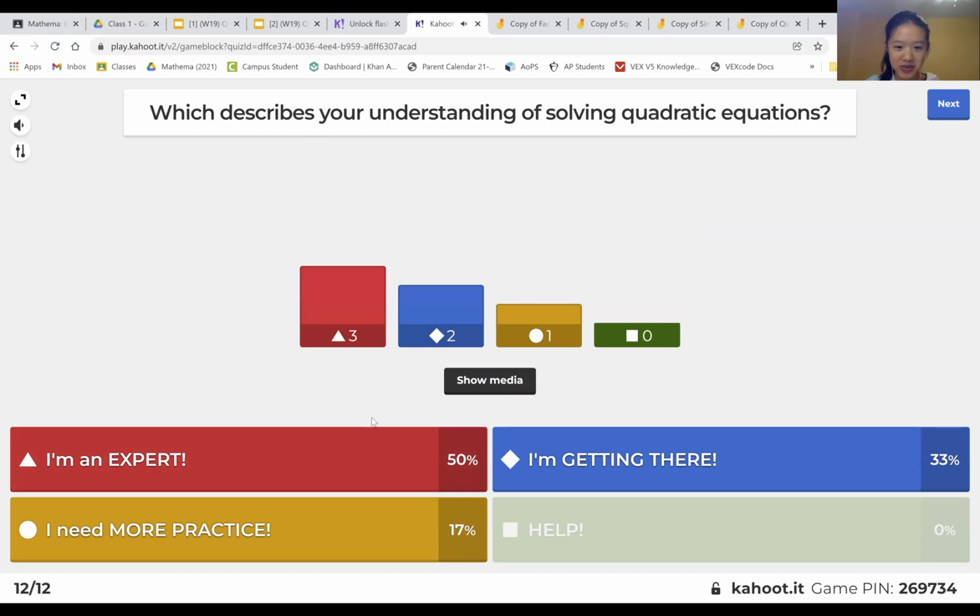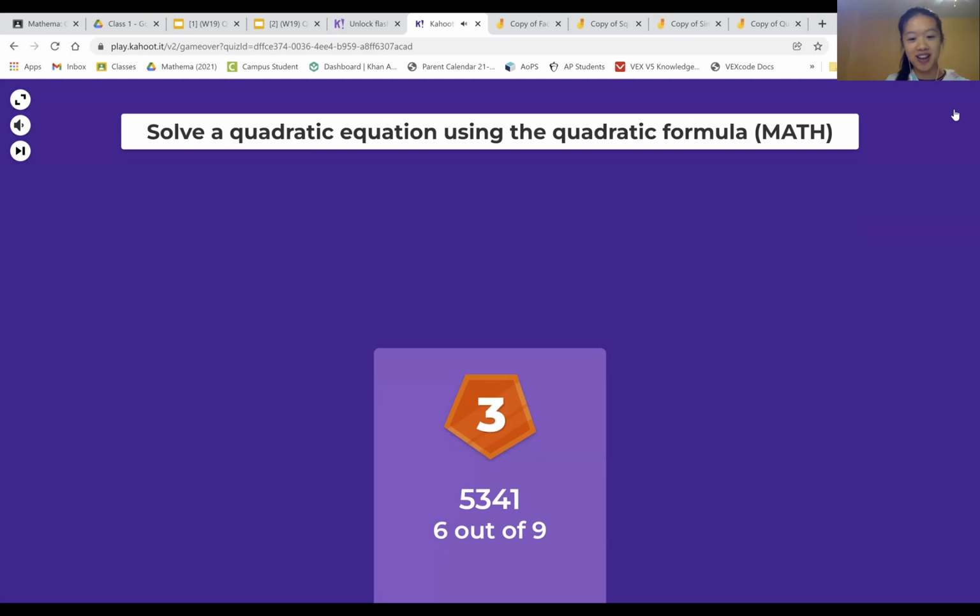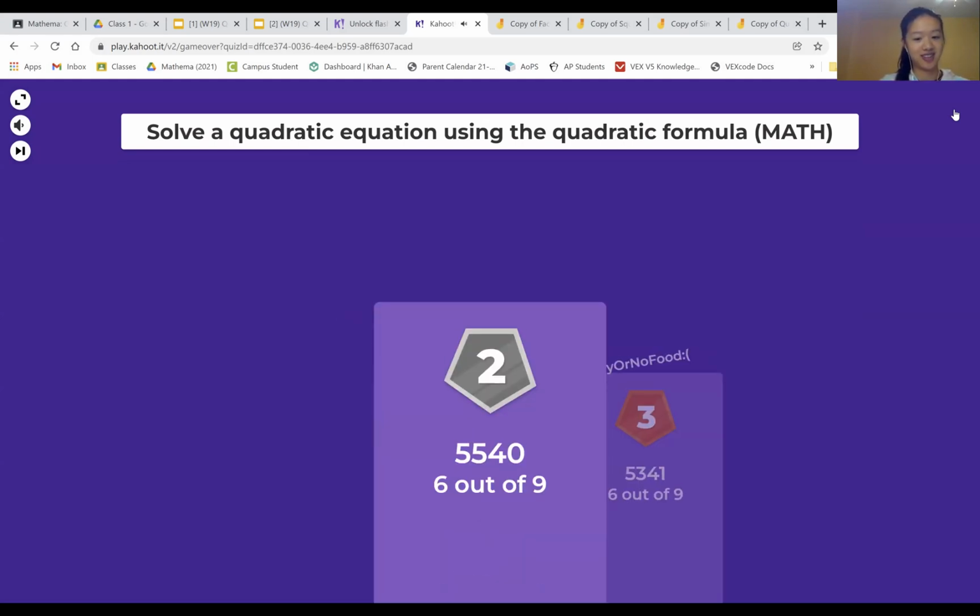Okay, there are 3 people who are an expert, 2 people who are getting there, and 1 person that needs more practice. Honestly, I'm surprised there's anyone who's an expert because you guys literally just spent 3 days learning about quadratic equations. And hopefully you learned stuff, but I definitely don't expect you guys to be experts at this point.